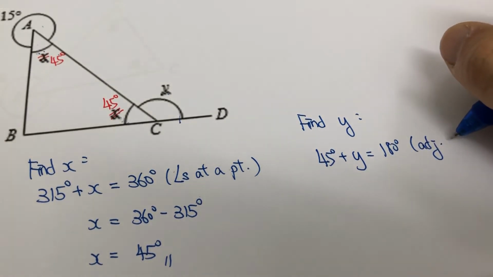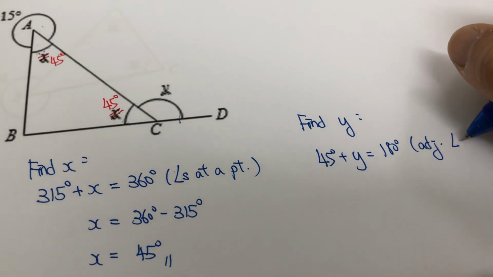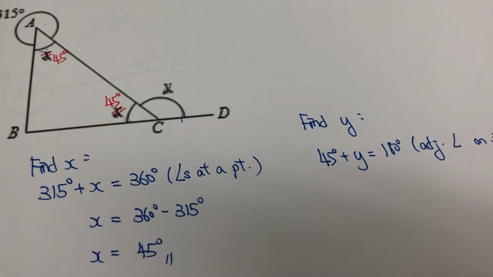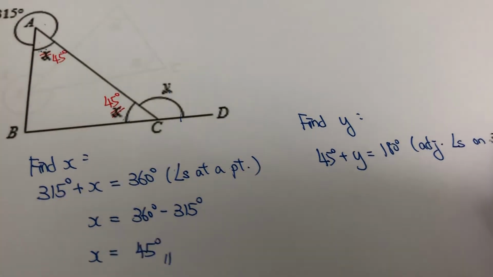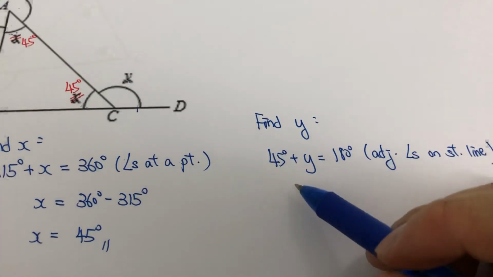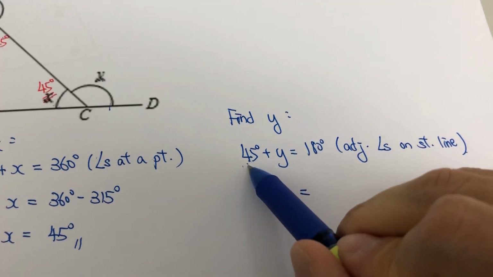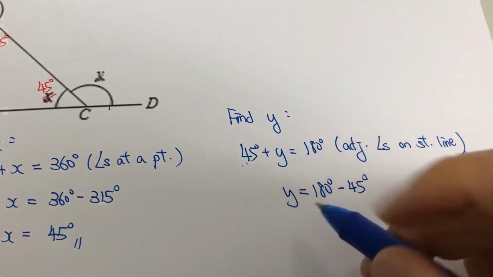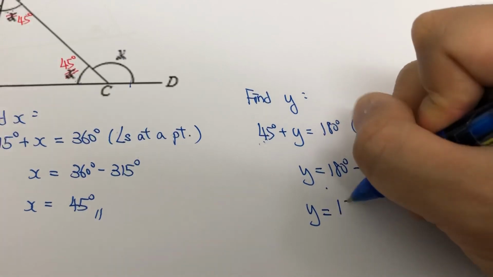adjacent angles on straight line. Right? Adjacent angles on straight line. So that means y equals, what to do with the 45? Yes, bring it to the other side, becomes negative 45. 180 minus 45 becomes 135.